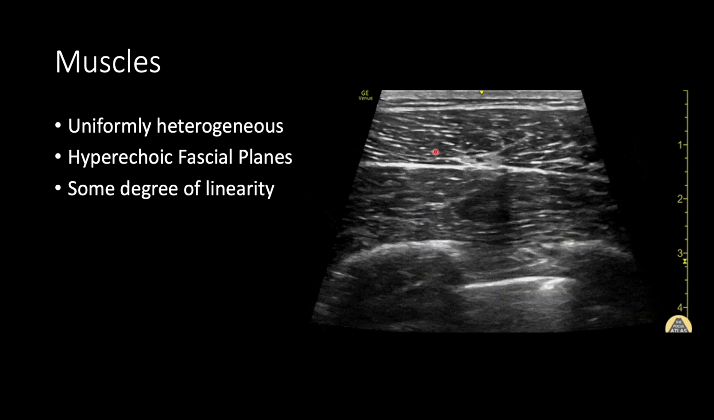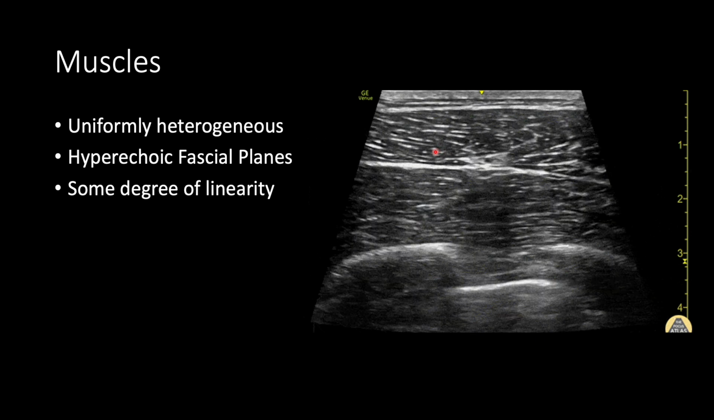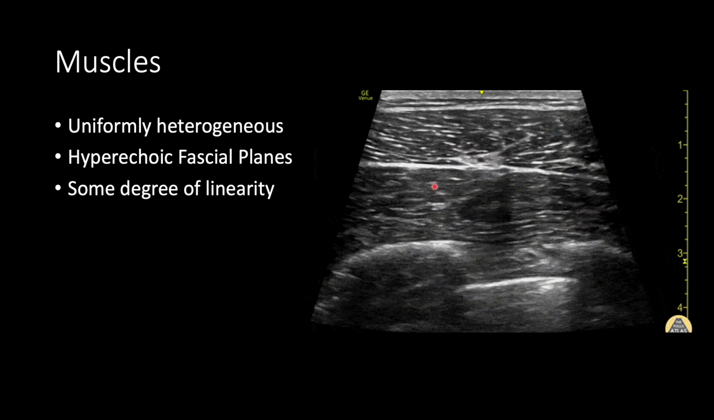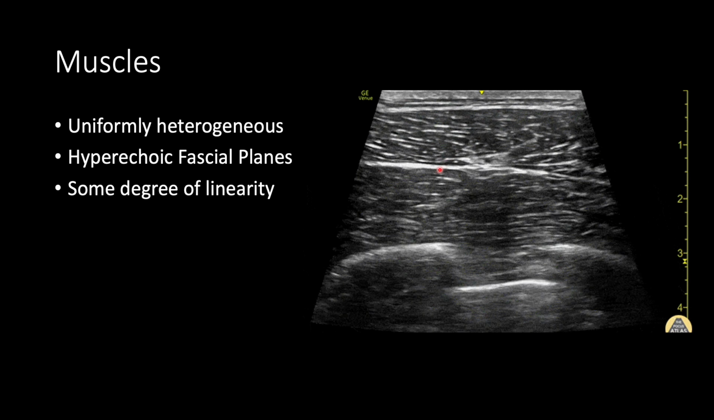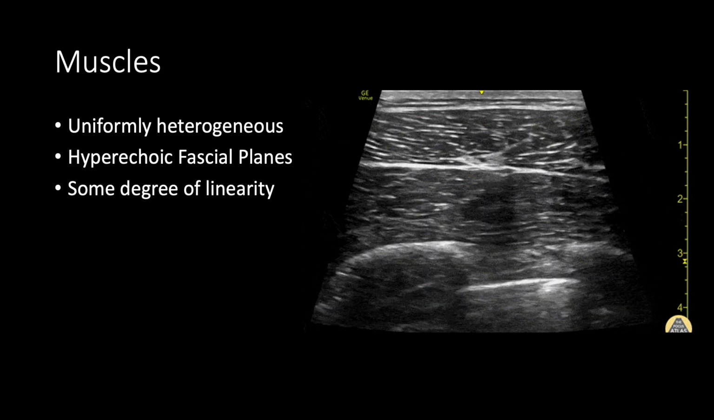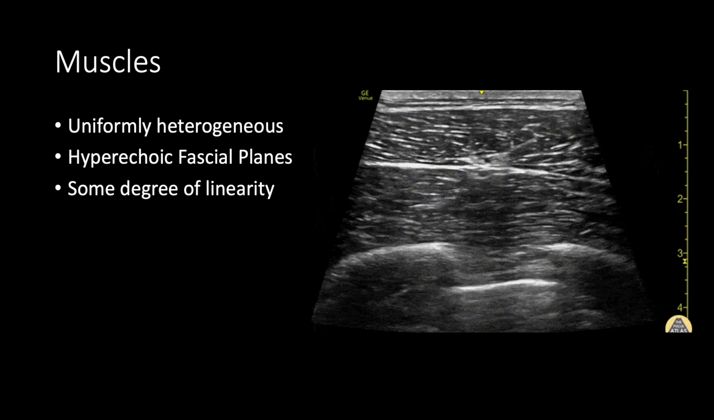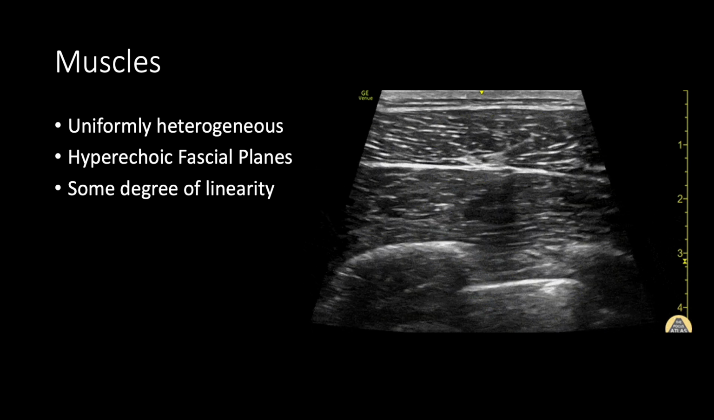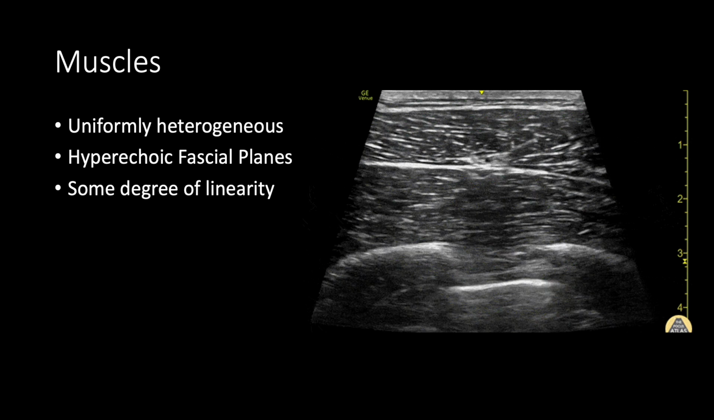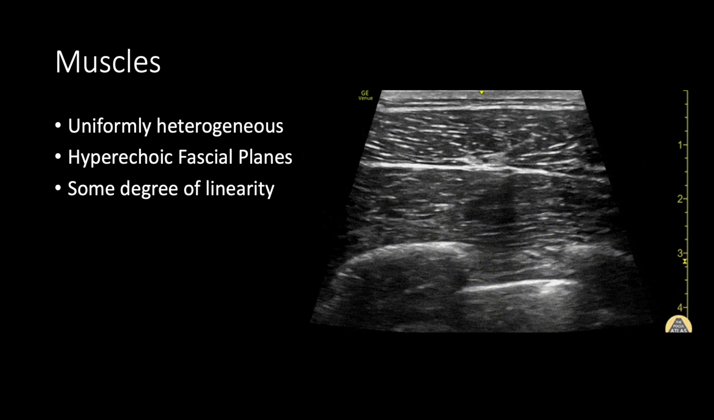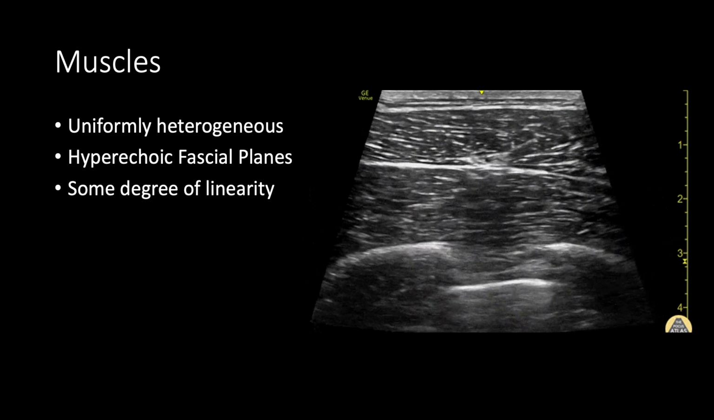And this bright white line is seen between muscle layers and helps distinguish between different muscles that may be deep to each other. This is important because, as a general rule, vessels and nerves will travel in these fascial planes and can be identified for venous access or for nerve blocks, and should be avoided if you're trying to inject or aspirate deeper structures.